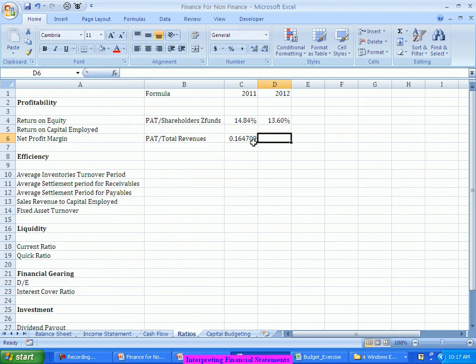So, overall the net profit of the company is 16%, whereas that also has dropped to 13.3%. So you see, the profits have gone down. Even for a rupee of sales, the profit of the company has gone down.